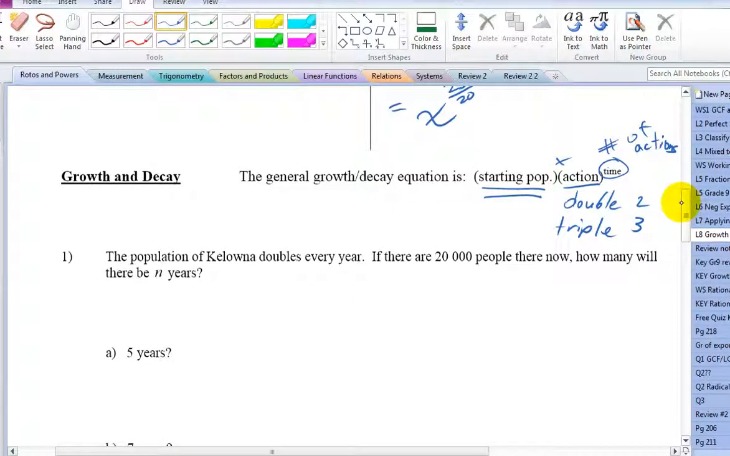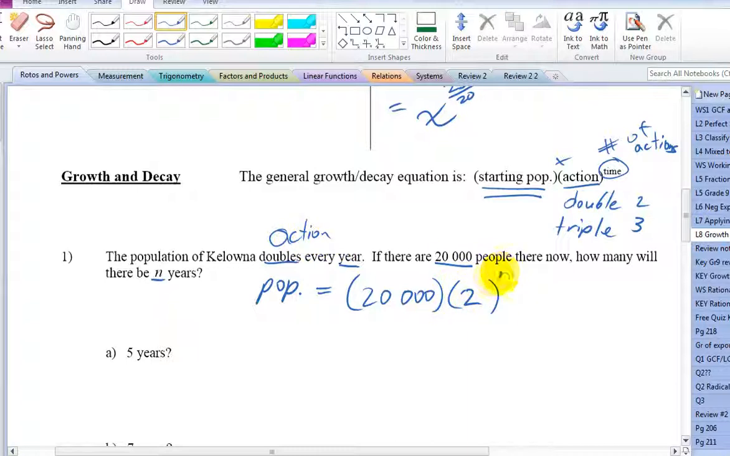Okay. Population of Kelowna, it was growing crazy. It says it doubles every year. Okay. So we start with 20,000. How many in n number of years? Okay. So we can say that the population will equal 20,000. And what's the action? Doubling. Okay, this is the action. So this would be 2, and n would be the number of years that we're measuring.